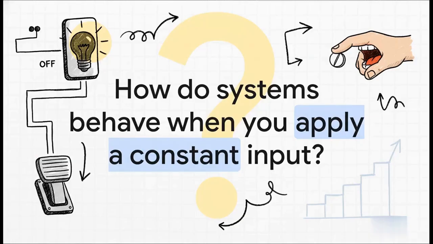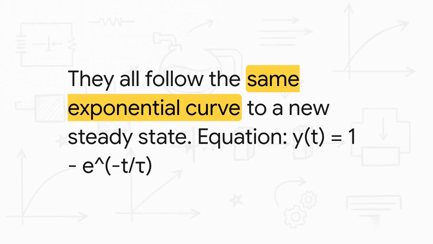So let's ask a really practical question. What happens when you actually do something to one of these systems? You know, you flip a switch, you step on the gas, you take a pill. In engineering, this is called a step response. And because all these systems share the same blueprint, they all respond in the exact same predictable way. They all trace out this beautiful classic exponential curve.